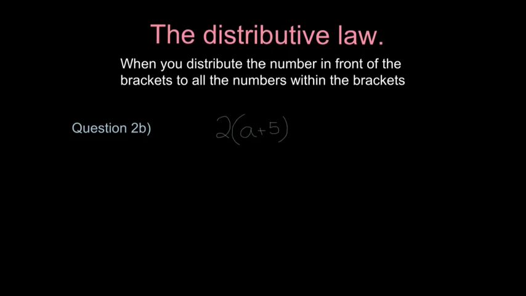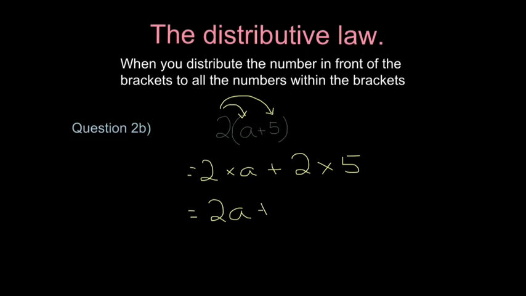Question 2b is 2 outside of brackets with a plus 5 inside the brackets. So what we need to do is take the 2 and distribute it to the a and to the 5. So our next line of working out would show as 2 times a plus 2 times 5. Then all we have to do is simplify it into 2a plus 10. And that's our final answer.